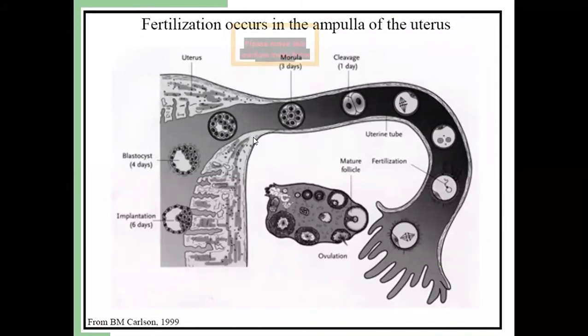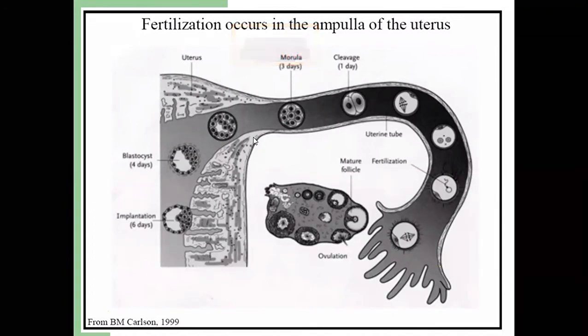It will be caught by the fimbriated end, parang kamay. No? Parang kamay siya. So it will catch the egg. And the egg will go down the fallopian tube, what part again? The ampulla, which is the widest portion. So at the ampulla, fertilization will occur. Okay?